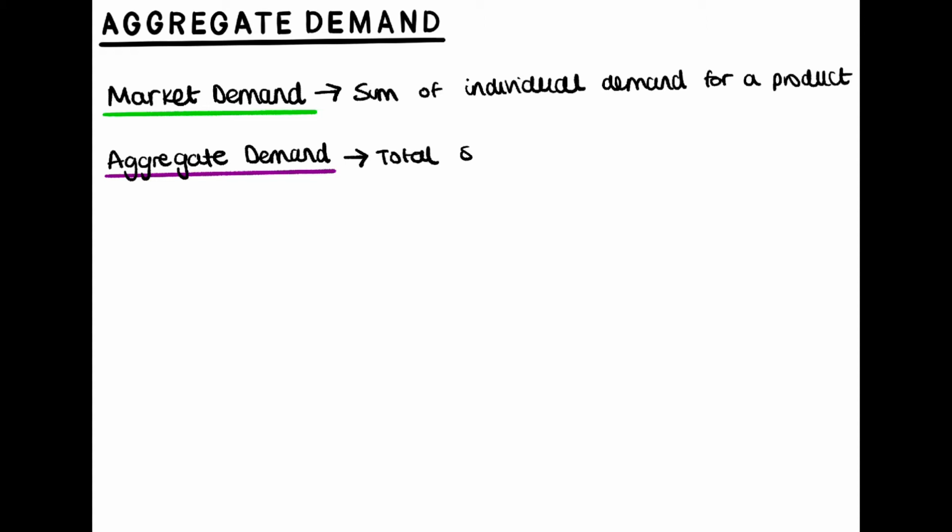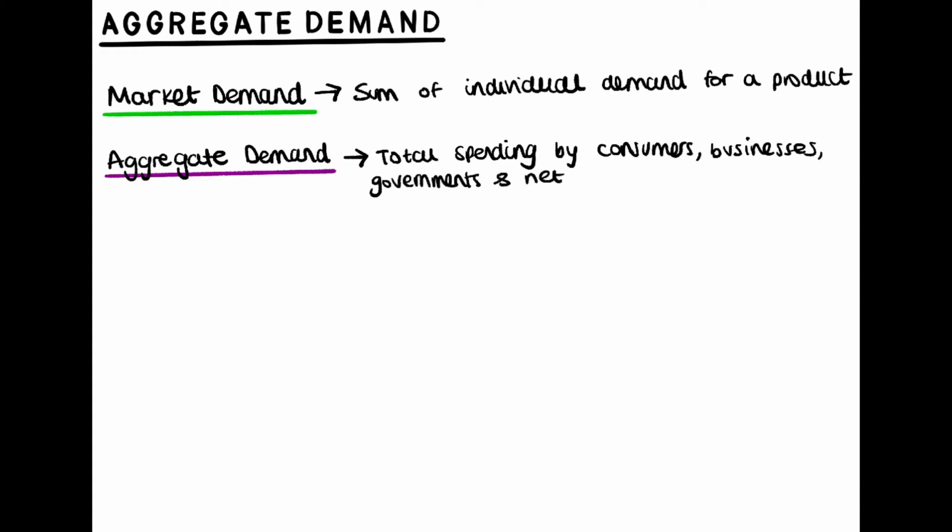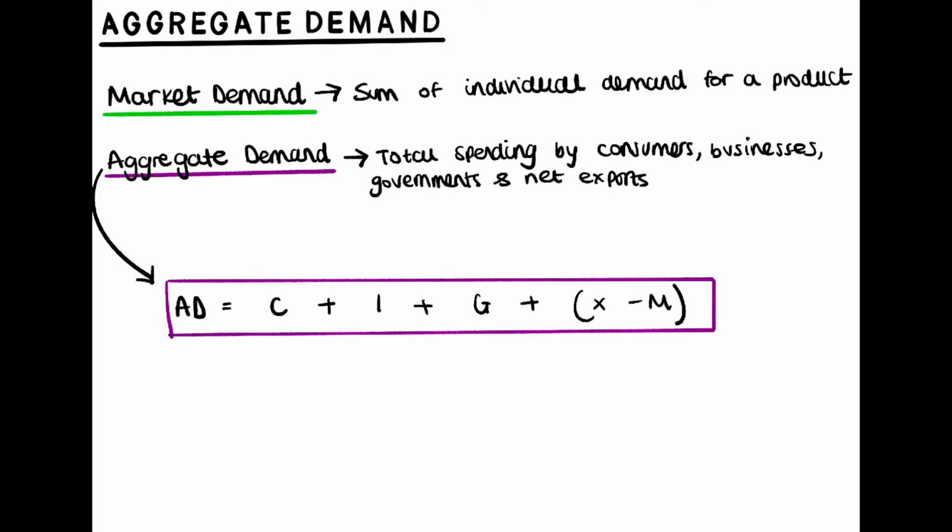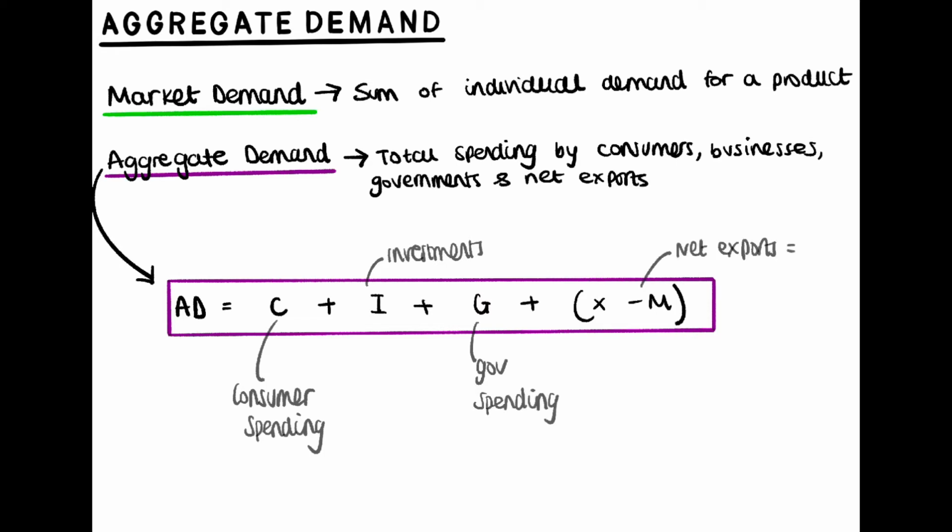In contrast, aggregate demand looks at demand for the whole economy, so the total spending by consumers, businesses, governments, and also our net exports. So aggregate demand is represented by the formula AD is equal to consumer spending plus investments plus government spending plus net exports, which are exports minus imports.